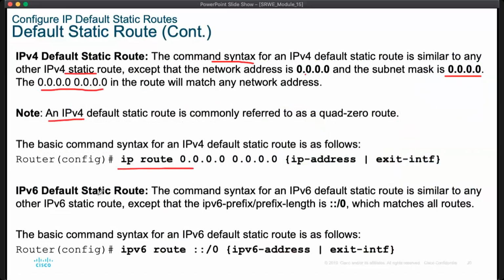For the IPv6 default route, the command syntax for the IPv6 default static route is similar to any IPv6 static route, except that the IPv6 prefix and prefix length is ::/0, which matches all routes. So the basic command syntax for the IPv6 default static route is as follows.